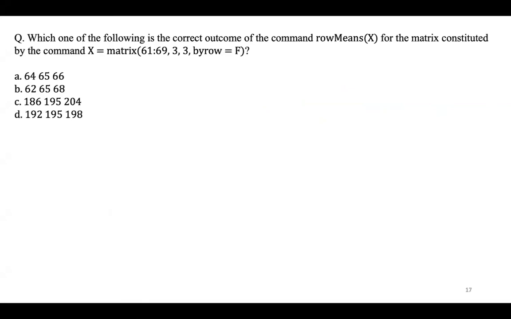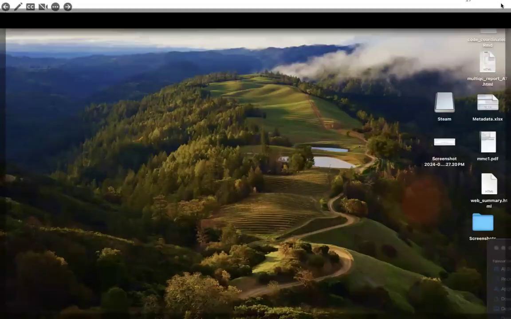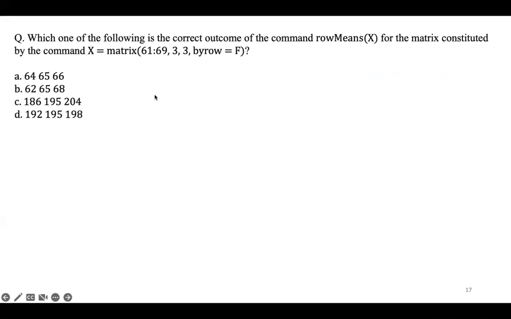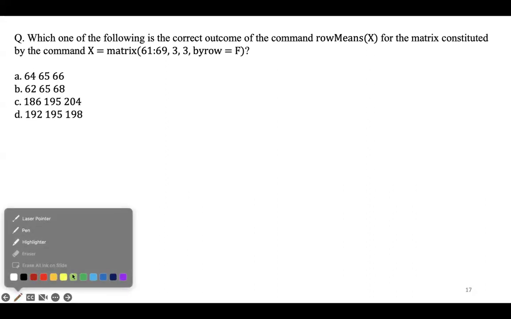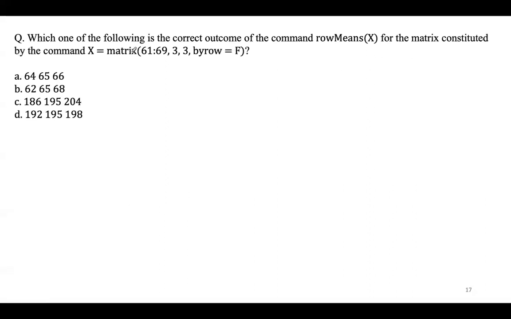So I do have a few questions here. I think they're just 4 or 5 questions, so I think we have enough time to get those. Okay, which of the following is the correct outcome of the command row means for the matrix constituted by this command?